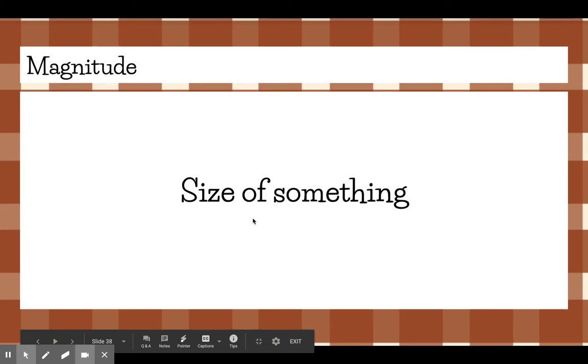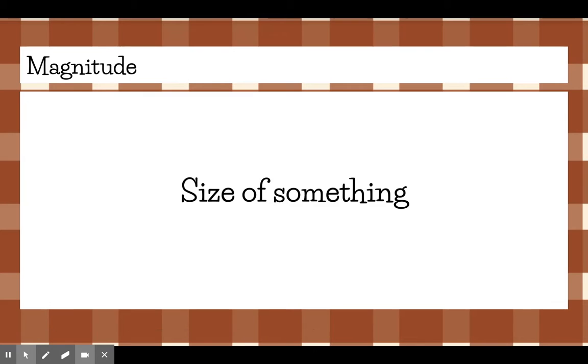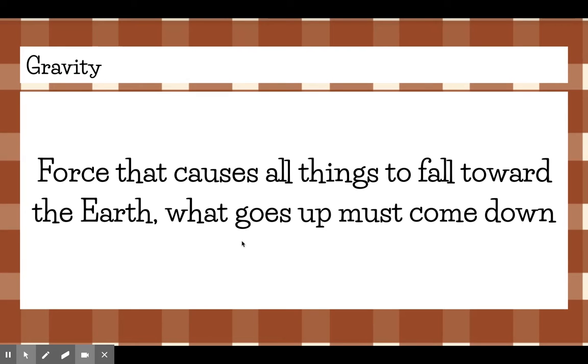Magnitude is the size of something. Gravity is the force that causes all things to fall toward the earth. What goes up must come down. So gravity keeps us in our chair. Gravity keeps us on the earth so we don't float away. That is gravity.